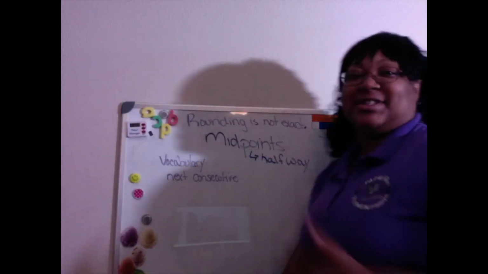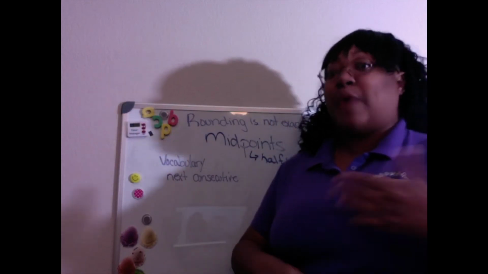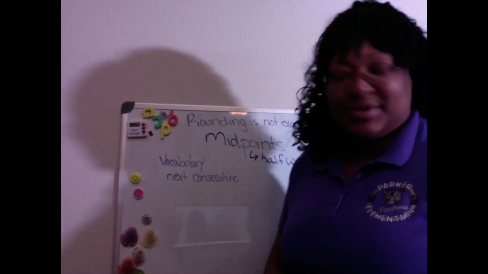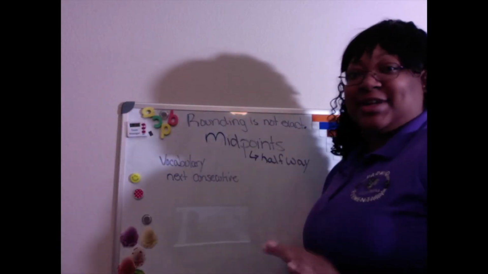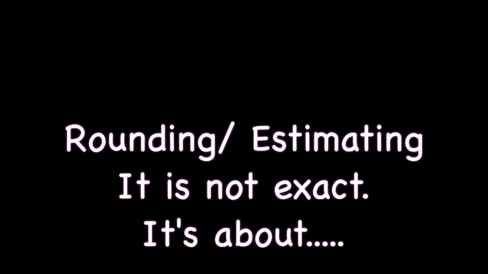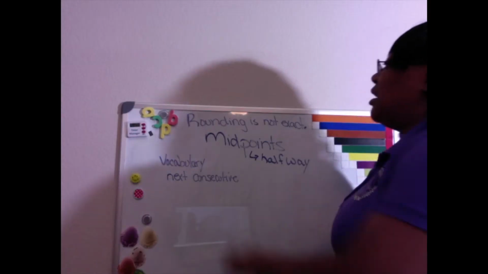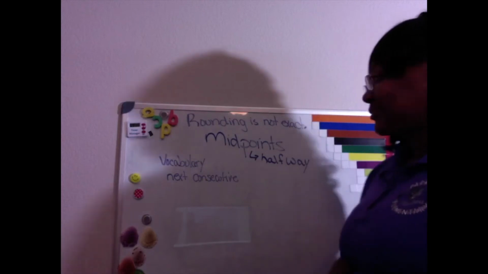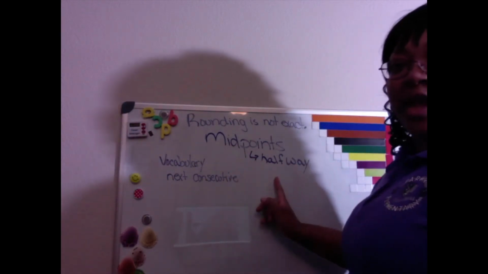Hi, today we're going to start rounding. So there's a couple of things that you really have to understand about rounding. So today we're going to start rounding on a number line. So let's take a look at what this says. Rounding is not exact. It's about midpoints. We're going to have to understand midpoints, and midpoints are halfway.